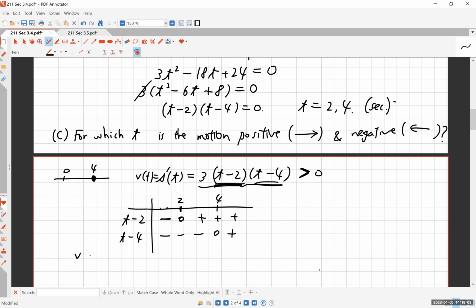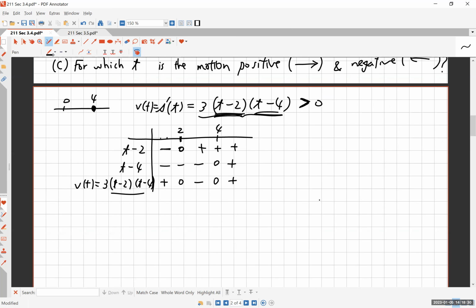All right, now the velocity is 3 times these two things. Now 3 is a positive number, not changing the sign. So you basically have negative times negative here. That's positive. 0 times negative is, of course, 0. Positive times negative is negative. 0 times positive is 0. Positive times positive is positive.